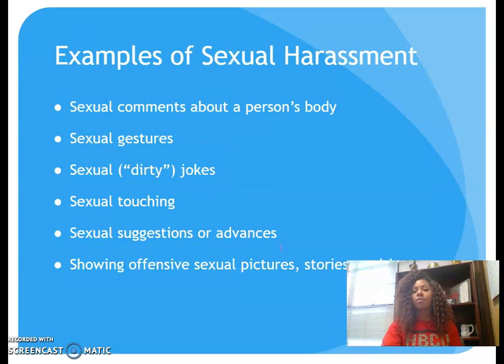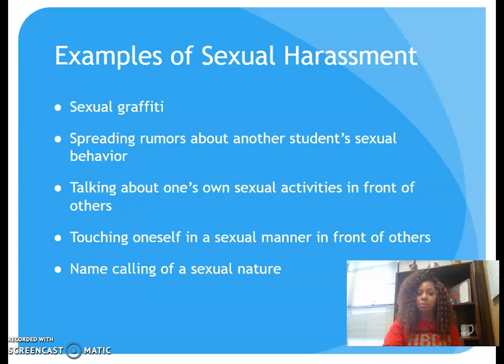Here are a couple examples of sexual harassment. Sexual comments about a person's body, sexual gestures, sexual or dirty jokes, sexual touching, sexual suggestions or advances, showing offensive sexual pictures, stories, or objects, sexual graffiti, spreading rumors about another student's sexual behavior, talking about one's own sexual activities in front of others, touching oneself in a sexual manner in front of others, and also name calling of a sexual nature.